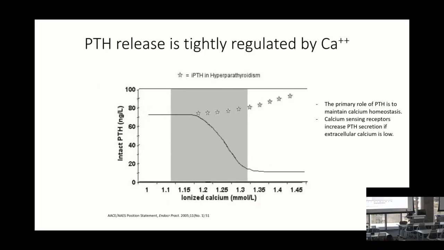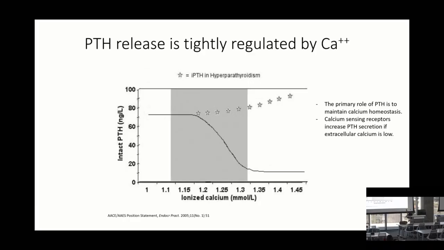So again, this is just to illustrate that PTH is tightly regulated. PTH regulates calcium, but the release of PTH depends on calcium levels. If the calcium is high, as the calcium goes up, the PTH levels go down. That's a normal response, because you don't need parathyroid hormone to mobilize calcium if the calcium is increasing. Or if the calcium is going low, so if the ionized calcium is declining, the PTH level will go up.